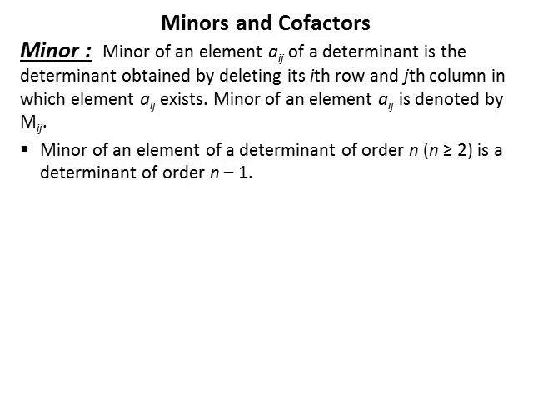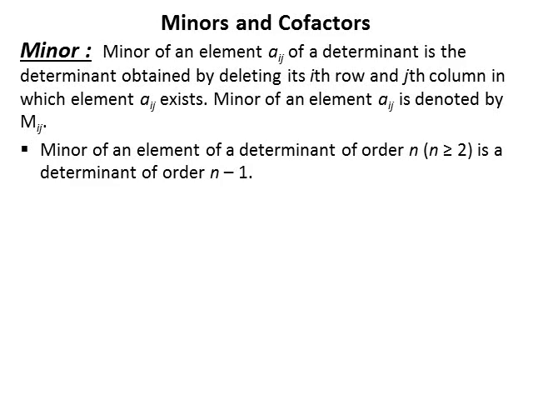Minor of an element Aij of a determinant is the determinant obtained by deleting its ith row and jth column in which element Aij exists. Minor of an element Aij is denoted by Mij.